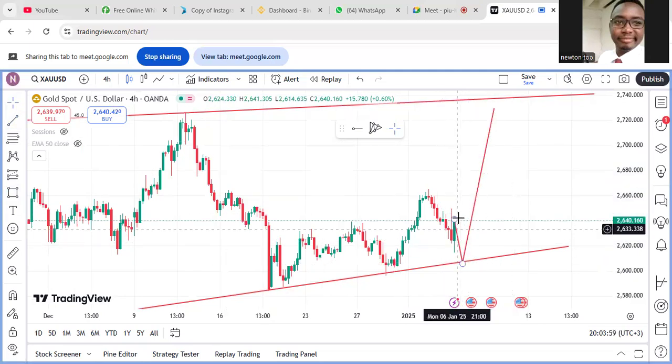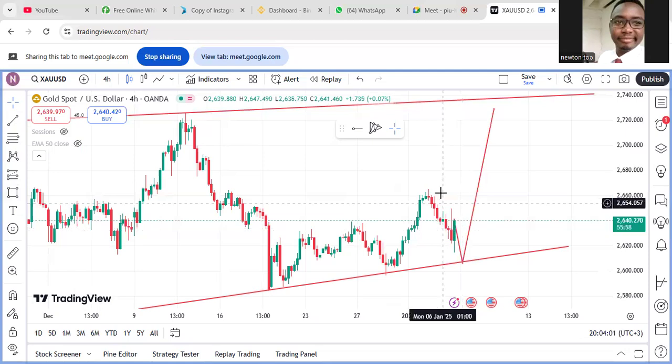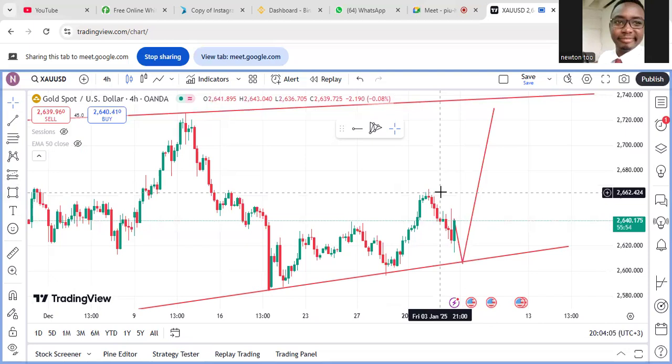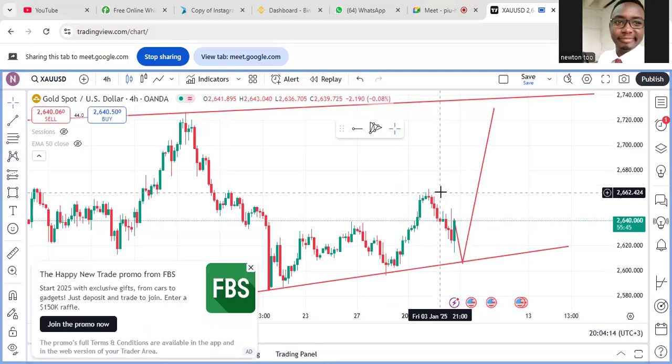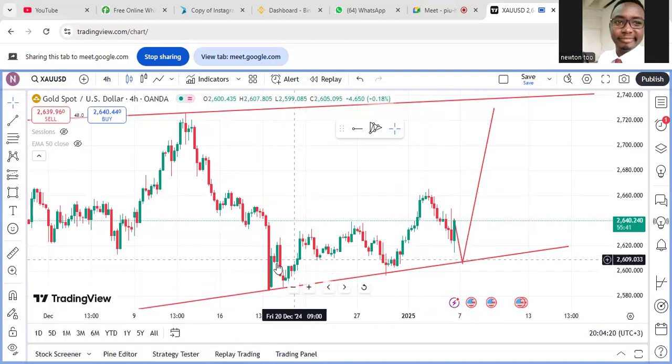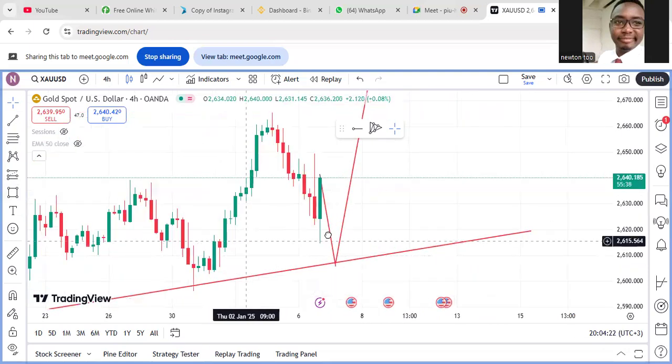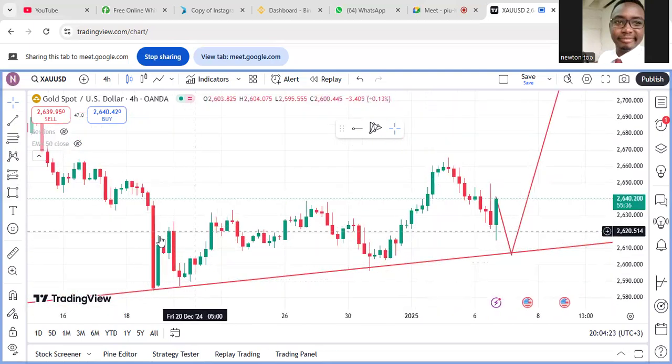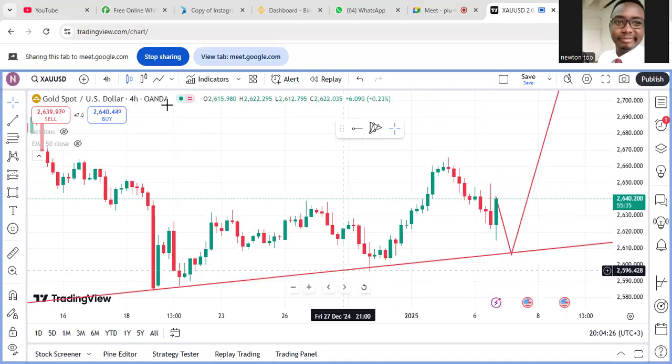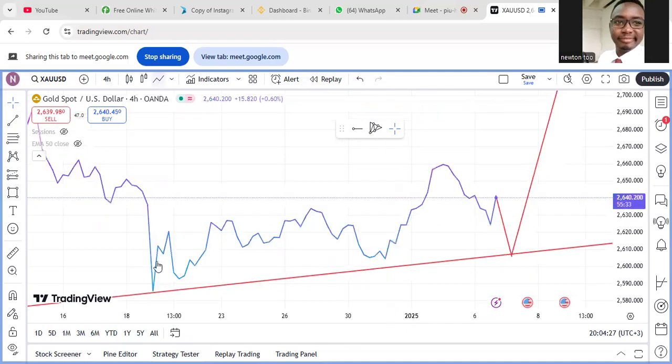So if you entered early here because of lack of patience, then you're going to be kicked out of the trade. Then guys, I told you the other time that on this trend line, you'll tend to see W patterns. See here, for example, this one is a W pattern, guys, on a trend line. This one is a W pattern. Even this one, let's check. It's a W pattern too.